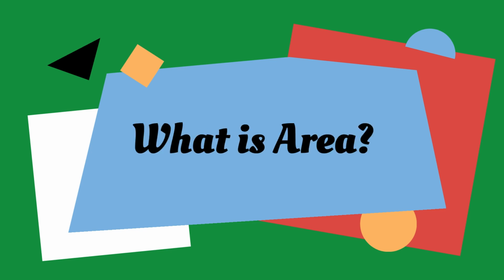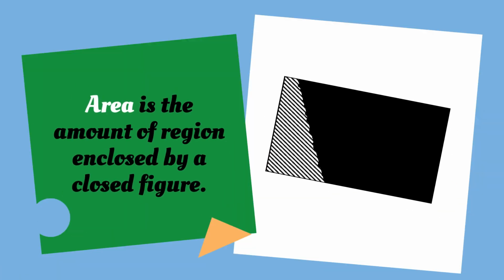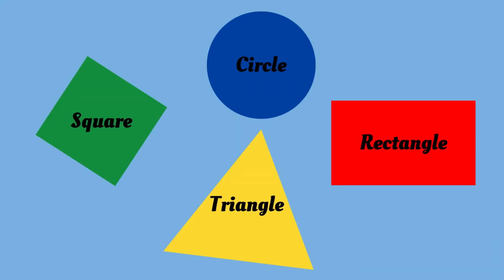Let us now understand what is meant by area. Area is the amount of region enclosed by a closed figure. We will now look at the perimeter and area of some shapes. Let us start with a rectangle.